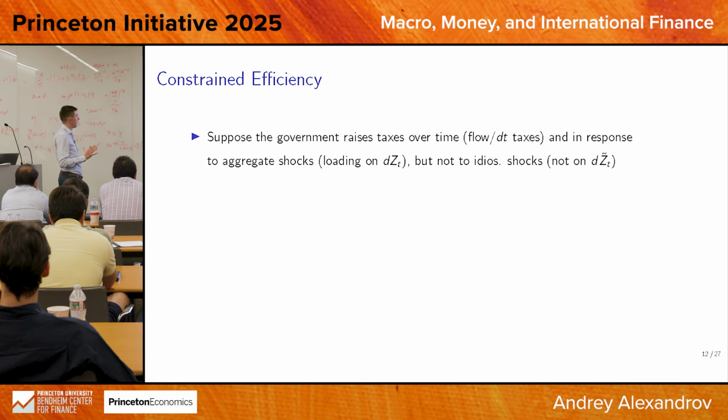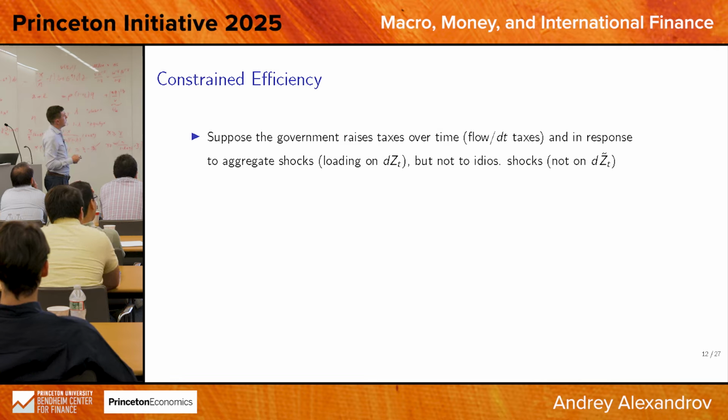So the first step is we want to define something that we can deal with analytically and really understand how things work. So what is going to be this unrealistic government? It's going to be the government that can raise taxes over time, so in the flow dt way. So think about the capital tax that we've had in the one sector money model. But not only that, but also in response to aggregate shocks, so loading directly on the dZt term.